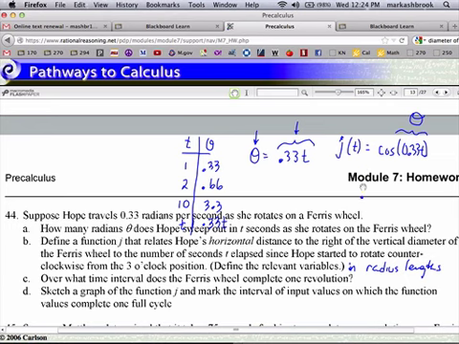Over what time interval does the Ferris wheel complete one revolution? So what we're saying is that the 0.33 t for one revolution would have to be an angle, and that angle would have to be 2 pi. Really, this is key right here. So what value of t would give us an angle of 2 pi? That's what we're saying here.